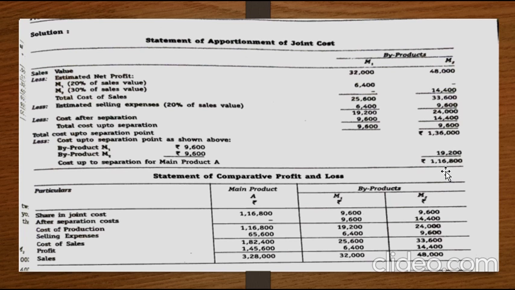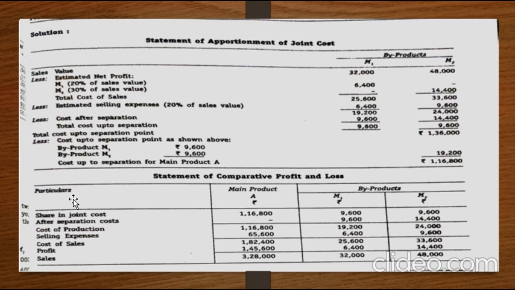So now you know the cost of A, that is 1,16,800. You know the cost of M1, which is 9,600, and you know the cost of M2, which is 9,600. So now we can prepare the statement of comparative profit and loss. So let us prepare the statement of comparative profit and loss.